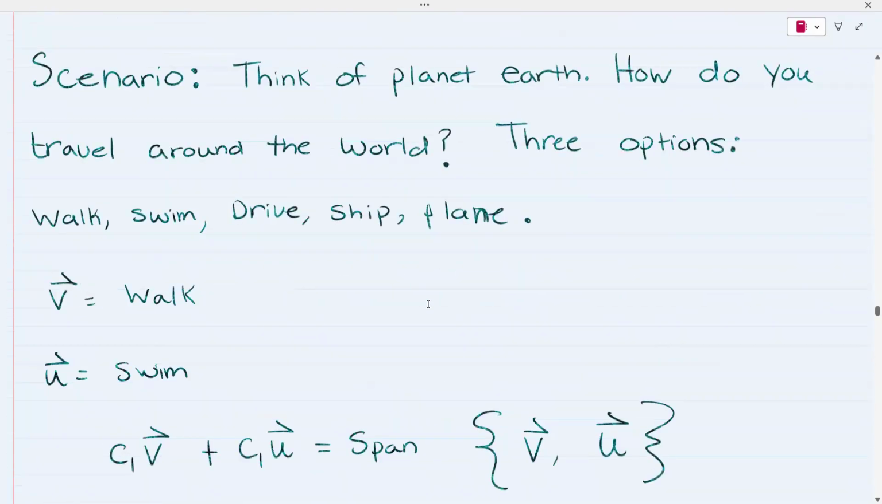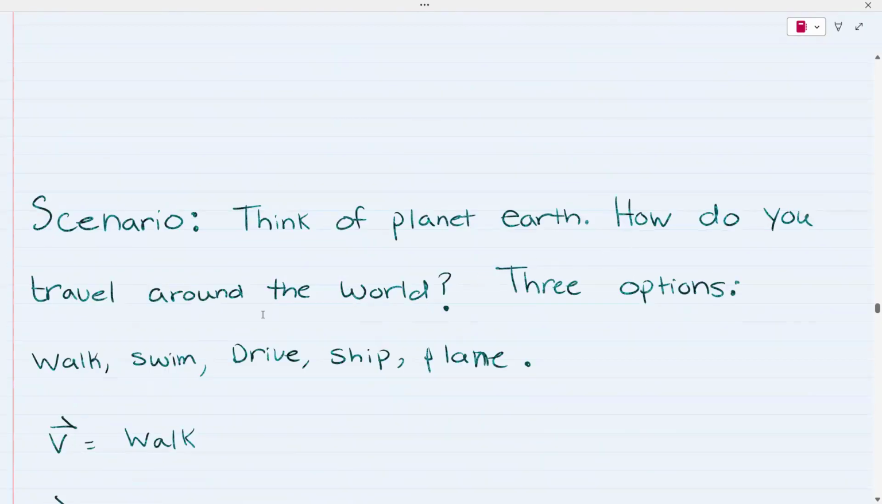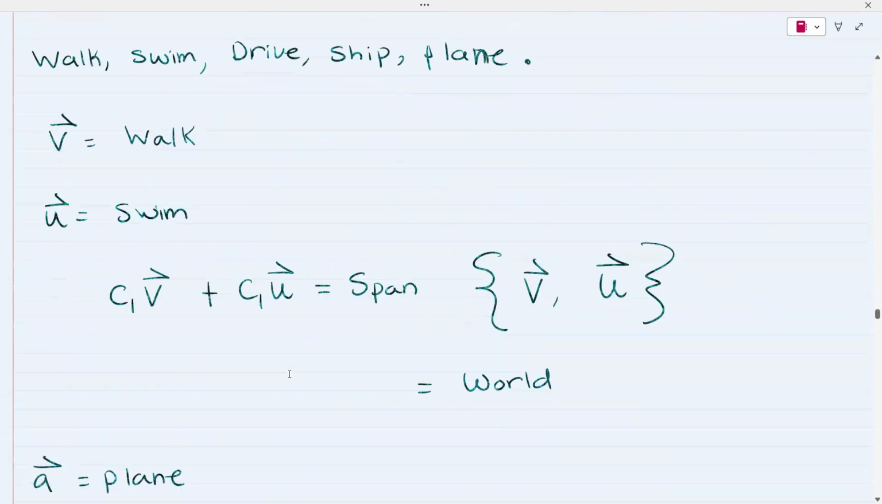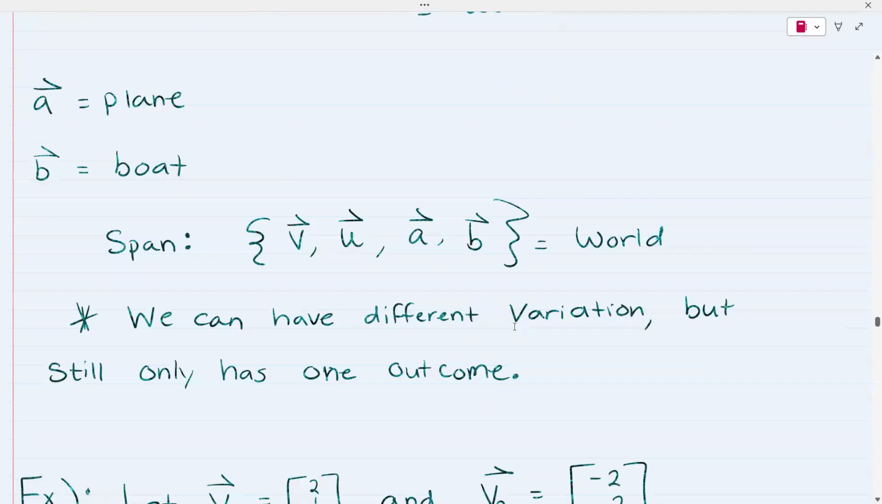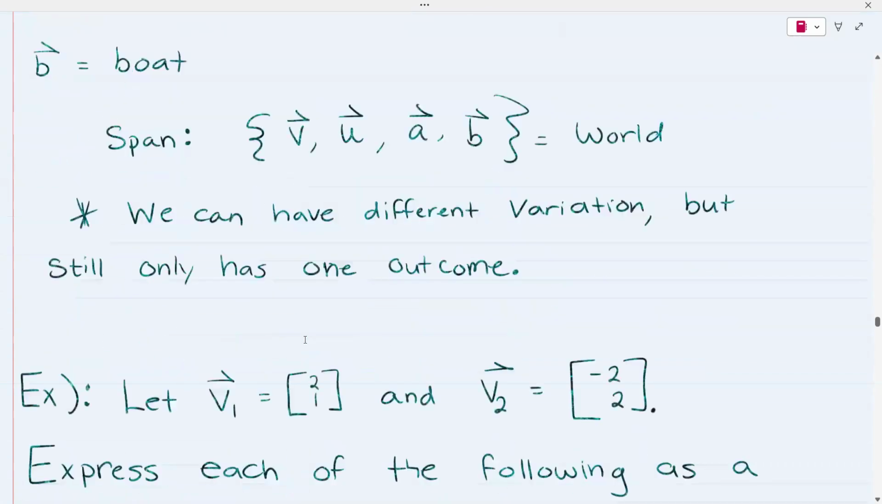But yeah, so like we said, think of the planet Earth. How do you travel around the world? There are options: walk, swim, drive, ship, etc. So c1 would be the linear combination, and then the world would be the span. Okay, so yeah, we can have different variations, but still have one outcome.